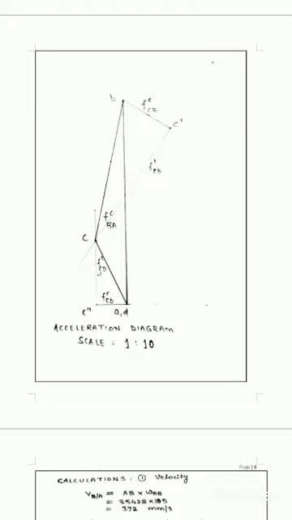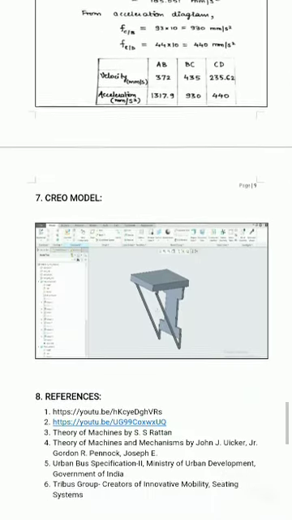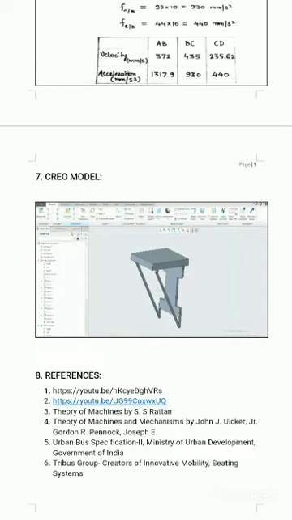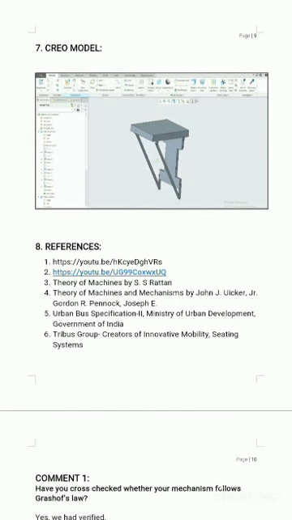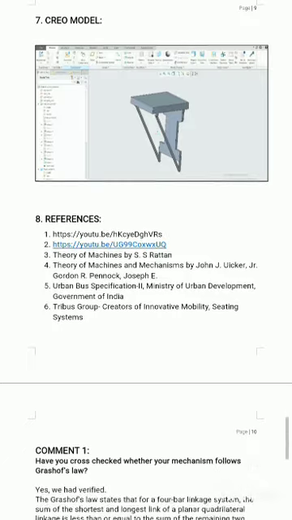Then the acceleration diagram was drawn with a suitable scale. The acceleration of all the links was found out. After this, a 3D model was made in the software PTC Creo Parametric. Animation was done of the movement of the links. We have taken references of YouTube videos and some books.